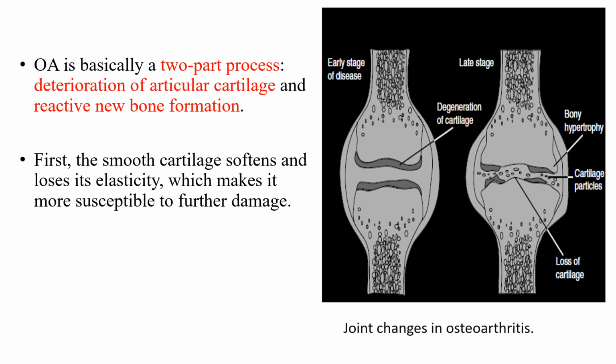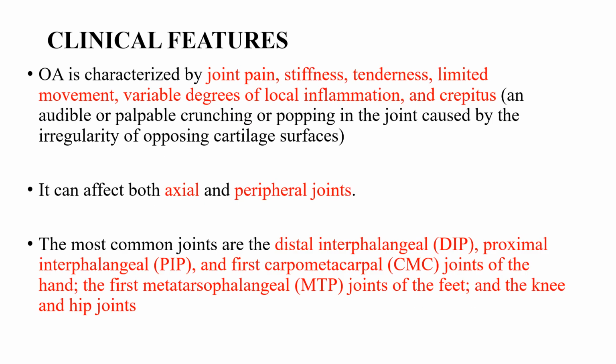OA is basically a two-part process. First is the deterioration of articular cartilage, or degeneration of cartilage, and reactive new bone formation, or bone hypertrophy. So first, the smooth cartilage softens and loses its elasticity, which makes it more susceptible to further damage. Then clinical features of OA are characterized by joint pain, stiffness, tenderness, limited movement, variable degrees of local inflammation and crepitus.